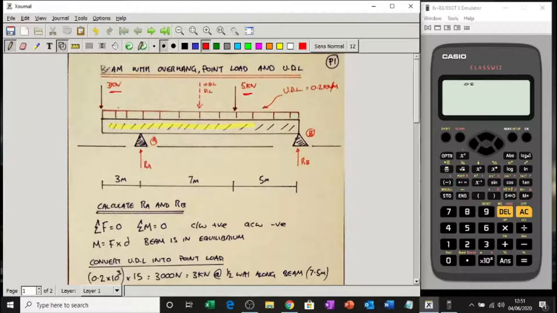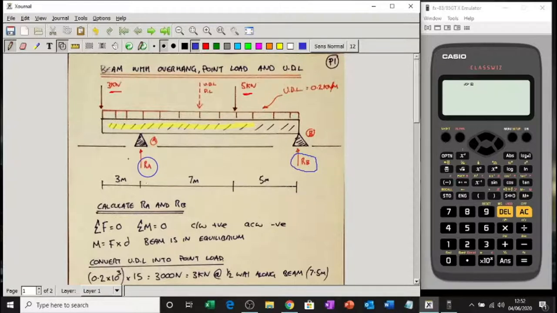It's got a 5 kilonewton load there coming straight down. So 5 kilonewton, 3 kilonewton, and it's got a UDL, which can be the weight of the beam, or the weight and a distributed load on the beam. So UDL, uniform distributed load, of 0.2 kilonewtons per meter. So every meter, there's 0.2 kilonewtons. We've got to work out the reactions here, A and B.